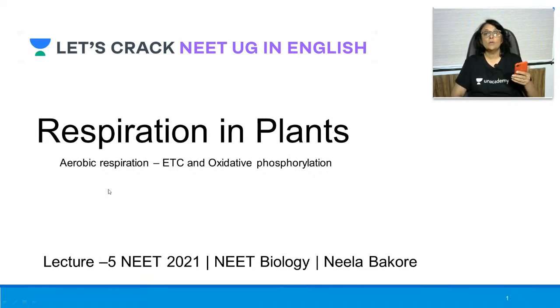We are on the chapter Respiration in Plants, and we are talking about aerobic respiration and its steps, and we'll continue with the same. We plan to complete electron transport chain and oxidative phosphorylation. These are the last two steps, which we will be discussing today.